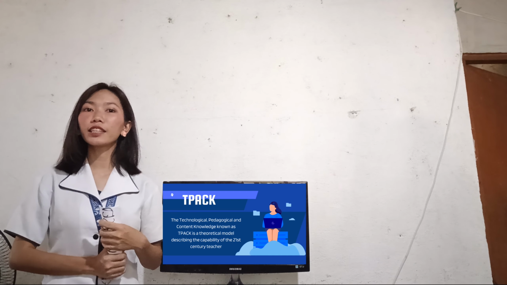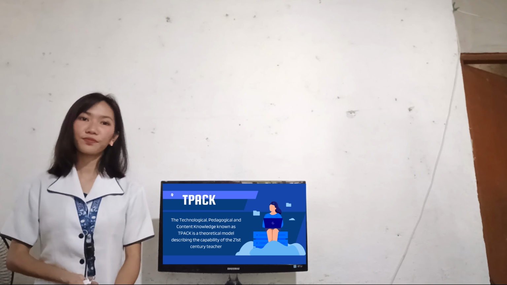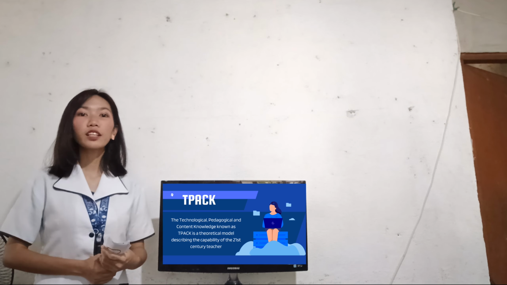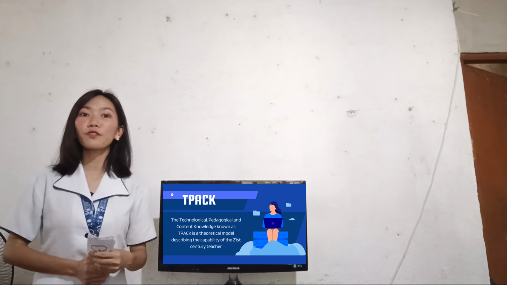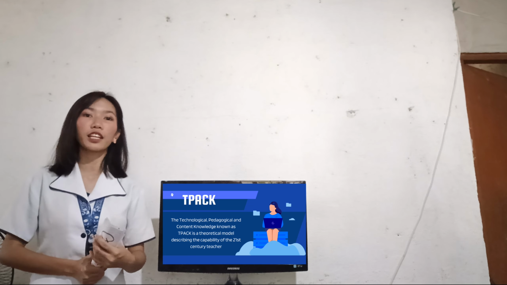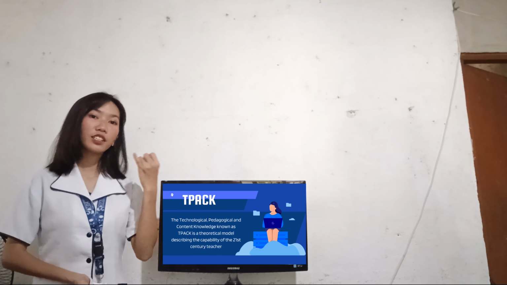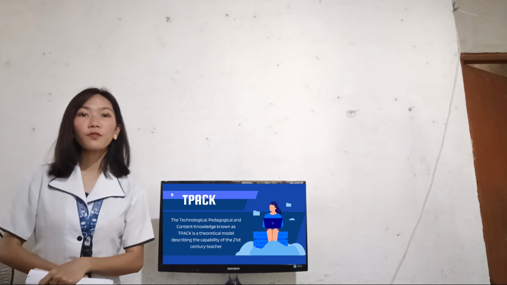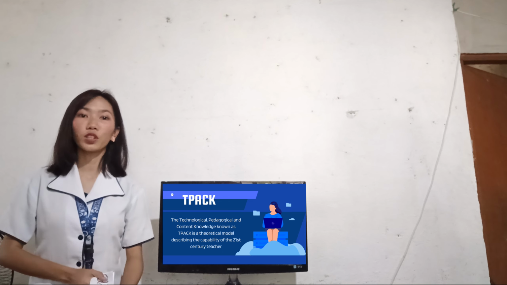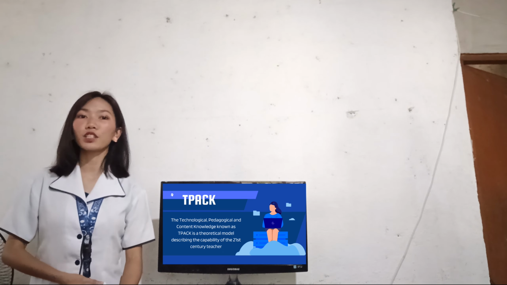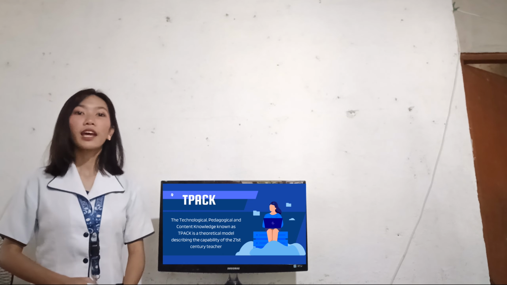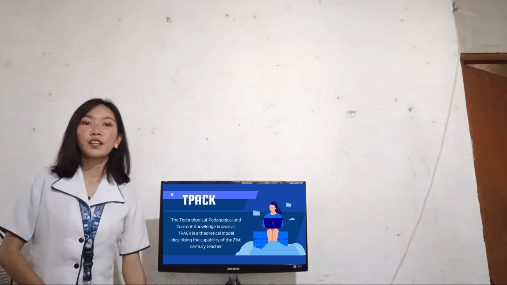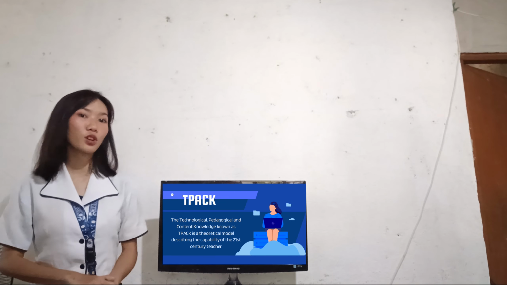So, do you have any idea what TPACK stands for? Okay, so again, in this discussion, we will explore the concept of TPACK as a framework that combines the teacher's three knowledge, which are the technological knowledge, content knowledge, and pedagogical knowledge. So this framework shows the interconnectedness of content knowledge with pedagogical knowledge and the integration of technology in making teaching more engaging, relevant, and effective. So again, who wants to read the definition of TPACK?